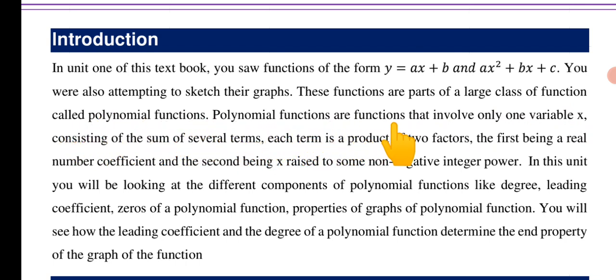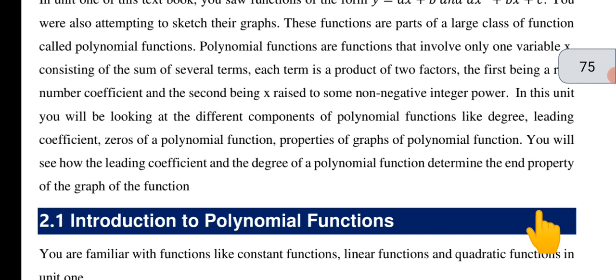Polynomial functions are functions that involve only one variable x, consisting of the sum of several terms. Each term is a product of two factors, the first being a real number coefficient and the second being x raised to some non-negative integer power. In this unit, you will be looking at the different components of polynomial functions like degree, leading coefficient, zeros of polynomial functions, and properties of graphs of polynomial functions. All this will be seen in this lesson.